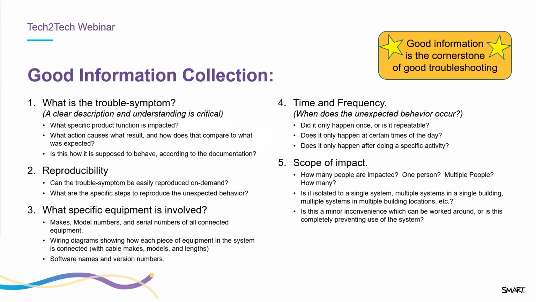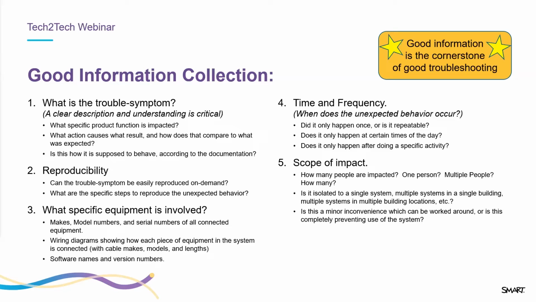Number 4 is the time and frequency. When does the unexpected behavior occur? Does it happen once and it only happened once? Or is it something that's repeatable? Does it only happen at certain times of day?